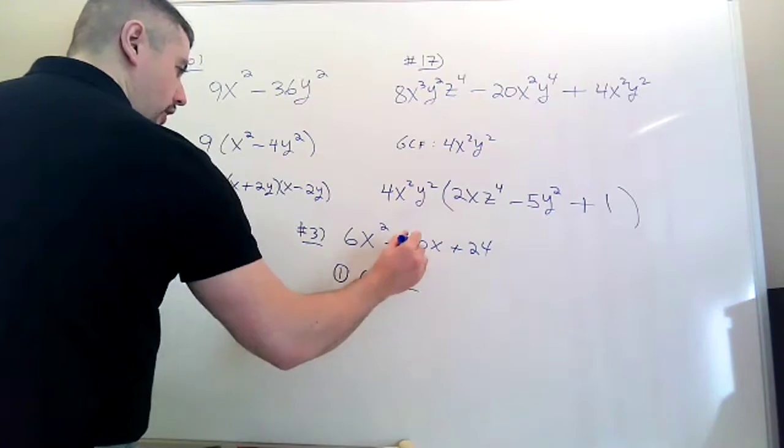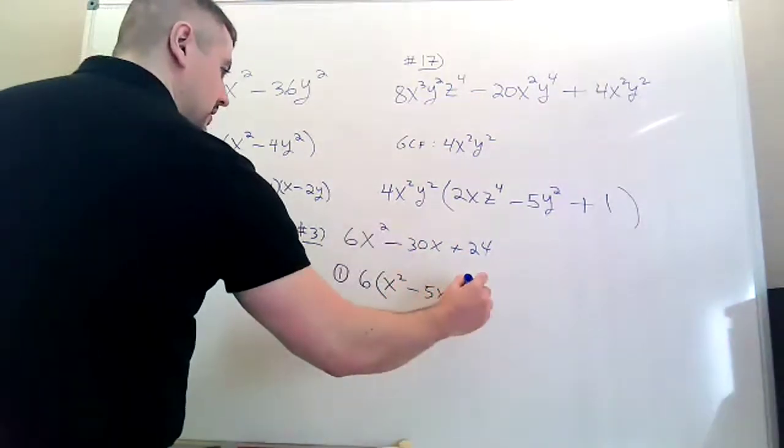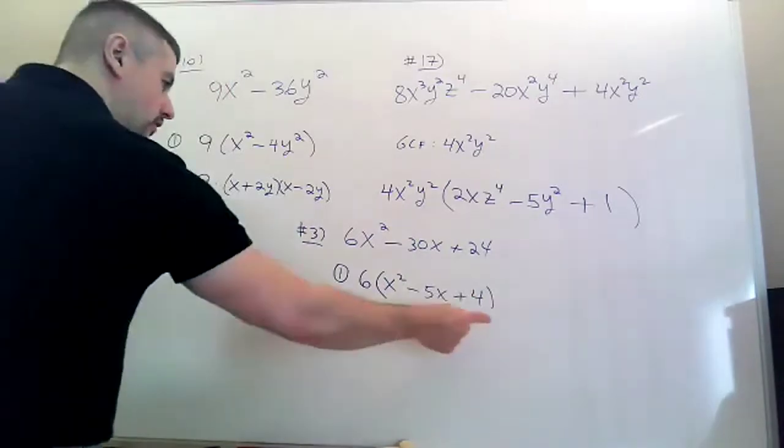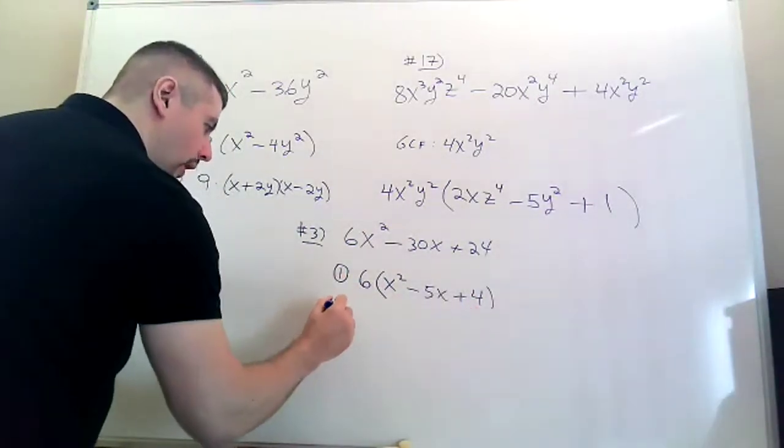You get x squared. 30 divided by 6 is 5. 24 divided by 6 is 4. Right? You must divide the GCF out into the front. Now you can factor what's left.